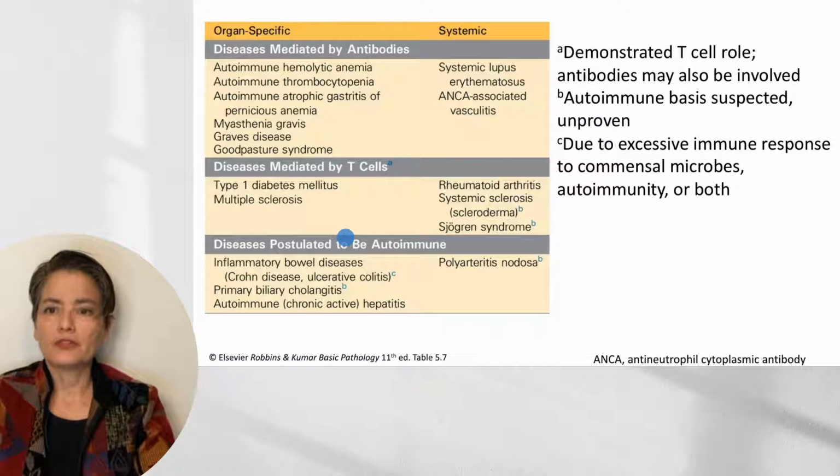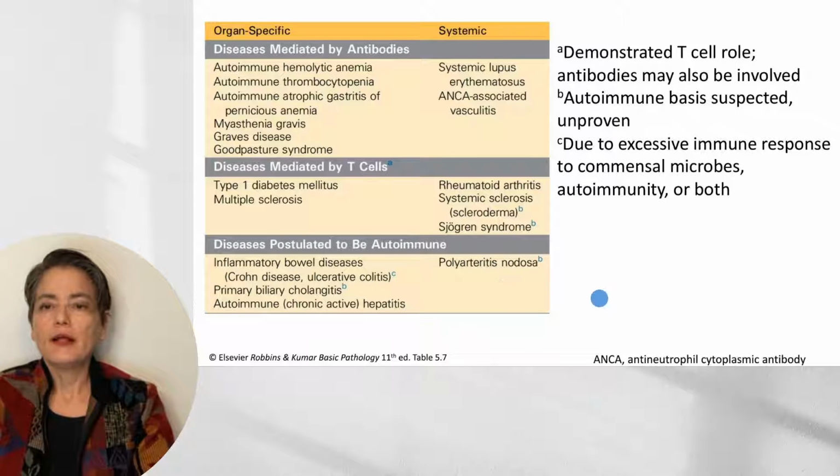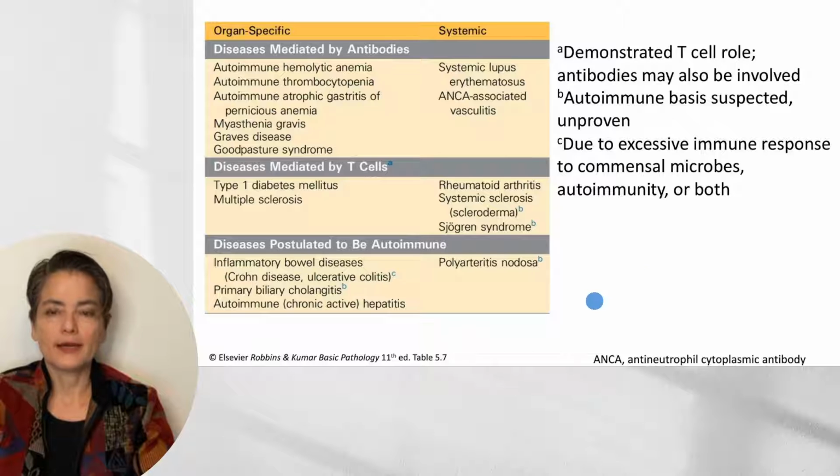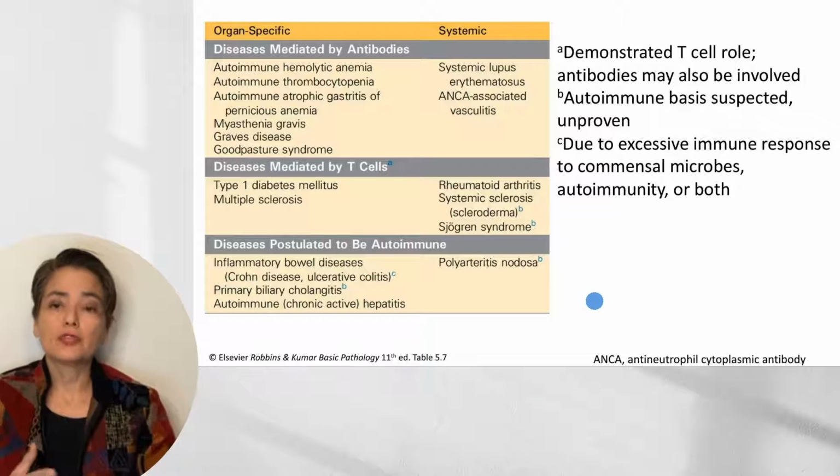As you look at this, there are some diseases here, for example, scleroderma and Sjogren's syndrome, for which we suspect an autoimmune basis, but it's not been proven. Same for polyarteritis nodosa. And then we also can see what is thought to be an autoimmune response due to an excessive immune response to commensal microbes, autoimmunity, or both. So that's what we can see here in inflammatory bowel disease. So this is part of the reason why it is challenging for us to say whether or not something is autoimmune or not, because the pathogenesis is so complex. And in many respects, one of the clues that we have that it's an autoimmune disease is that it responds to immunosuppression.